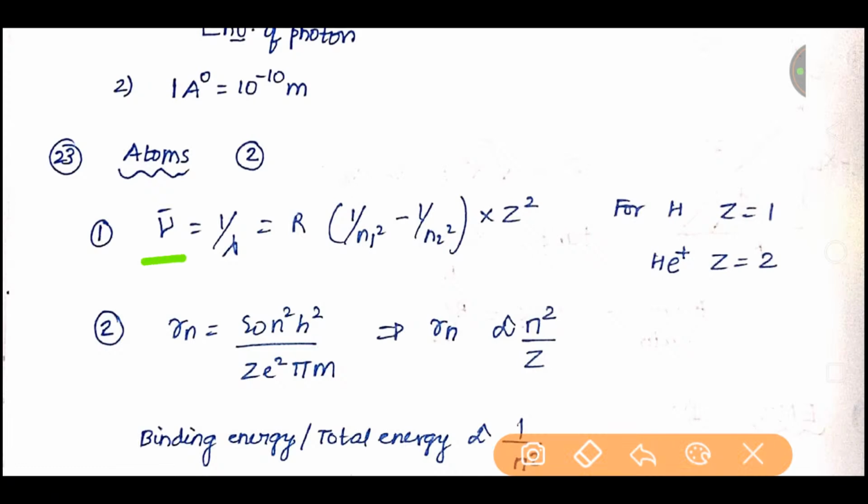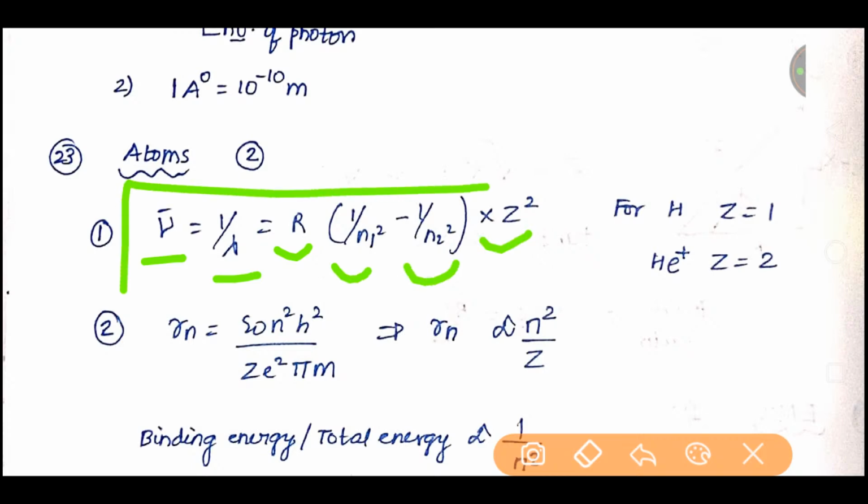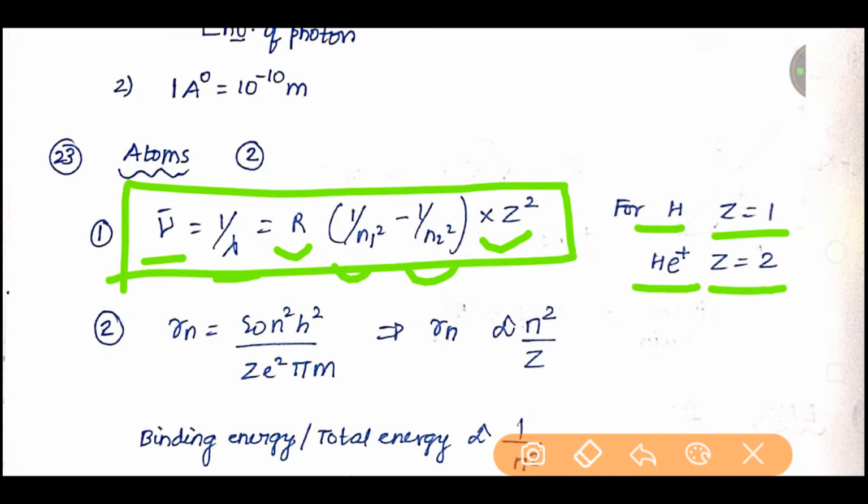Now, atoms. Wave number is equal to 1 by λ, which is equal to R, the Rydberg constant, into 1 by n1 square minus 1 by n2 square into Z square. It's a very good formula for solving a number of questions. For hydrogen, Z is equal to 1. For He plus, Z is equal to 2.